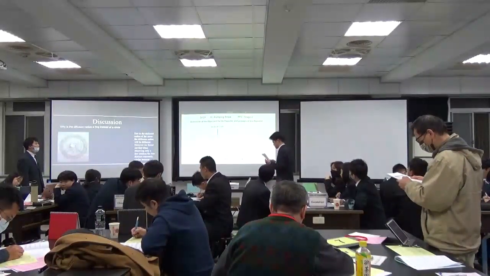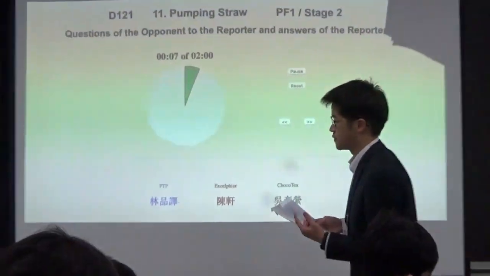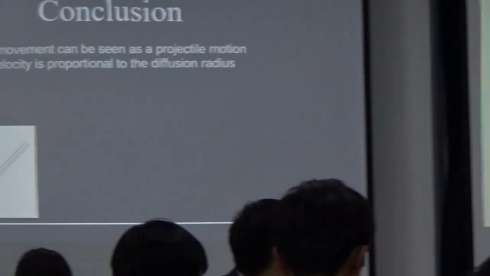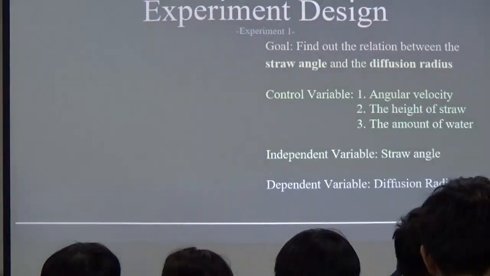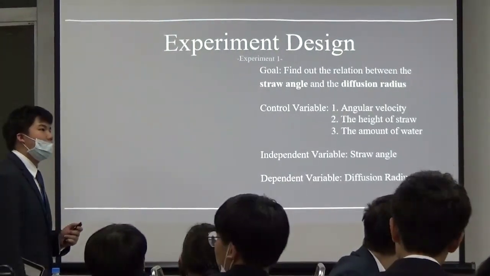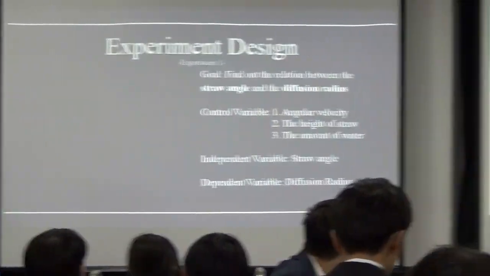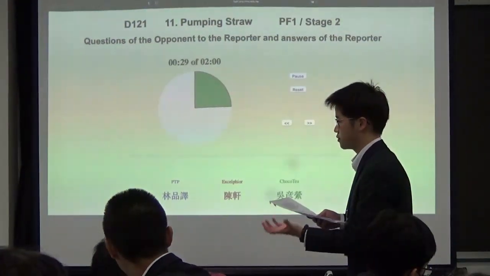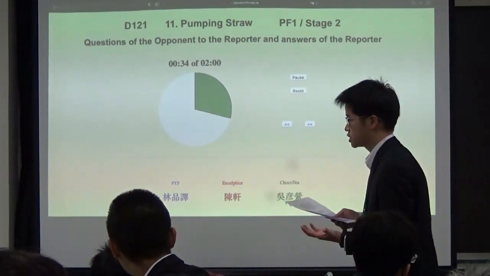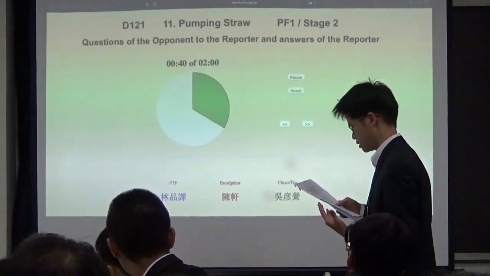You have 2 minutes for the questions. Thanks for your report. Well, does the length of the straw affect the diffusion radius? Okay, thank you. Well, does the material of your straw affect your diffusion radius? I think the material of the straw will affect our diffusion radius. And will the density of the water or the liquid affect the diffusion radius? Yes, the density will. Okay. And will the water temperature affect the diffusion radius? I think the water temperature will not really affect our diffusion radius.